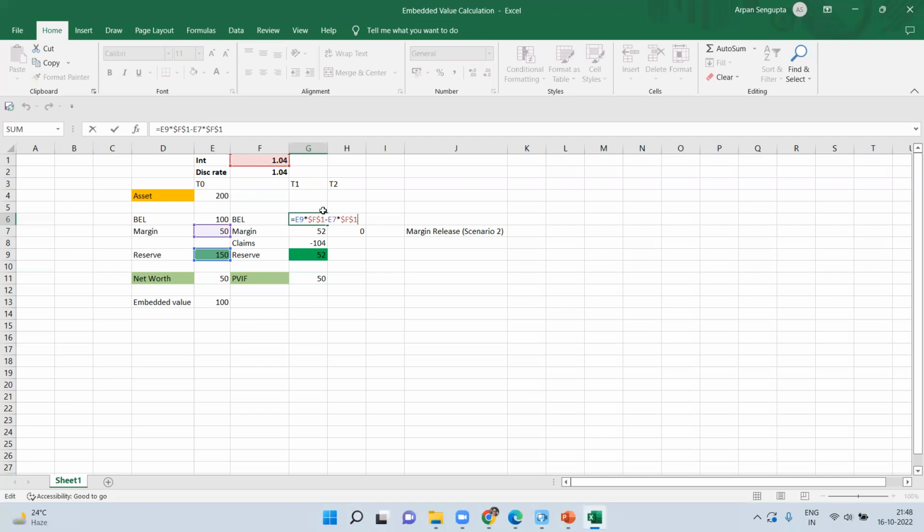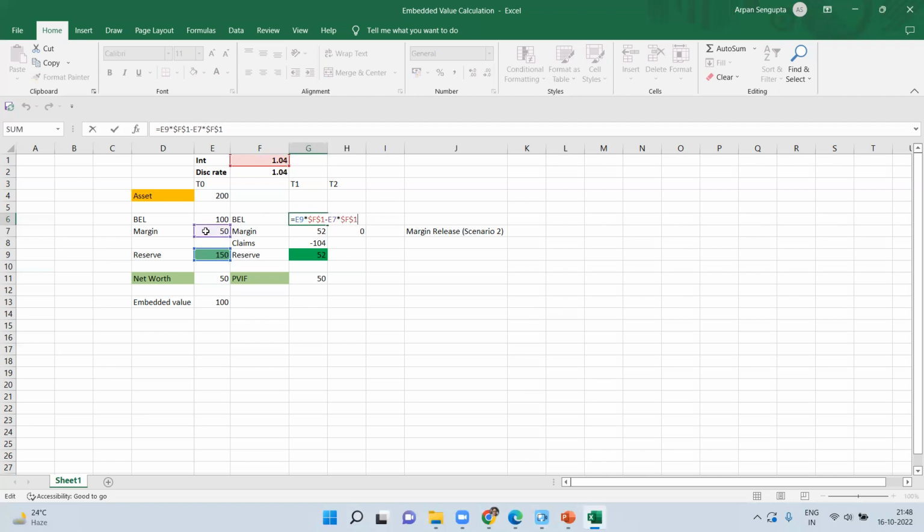So that interest would be 150 into 1.04, right? So that is what is written here. But this figure would also consist of the margin, and we know how the margin is calculated. The margin is calculated as 50% of the bill. So what would be the bill in this case? Because we are calculating the bill, right? We are not calculating the reserves. So for that, this margin has to be deducted.